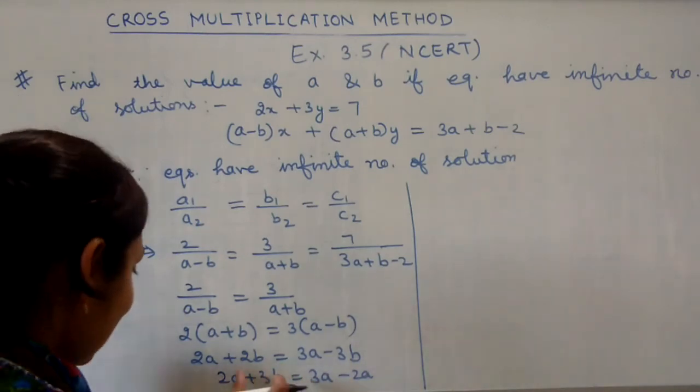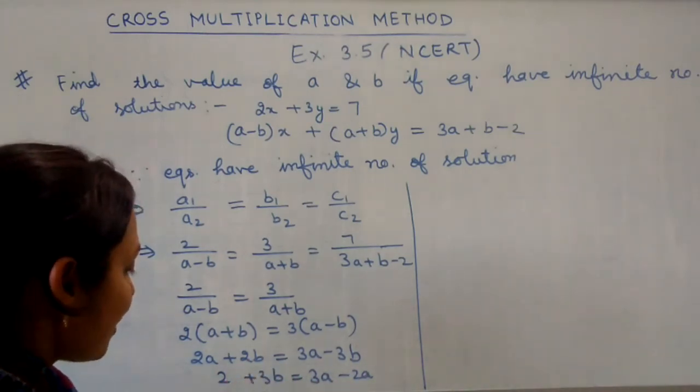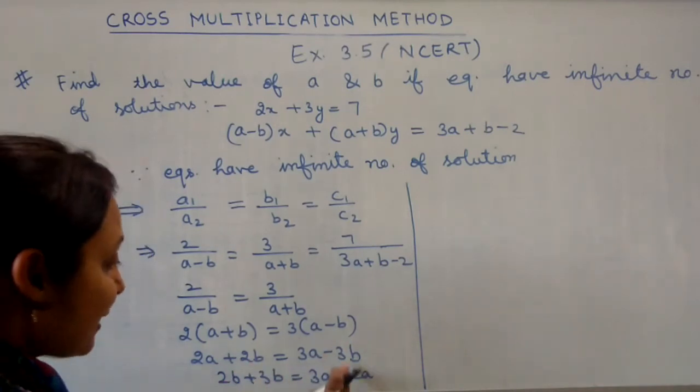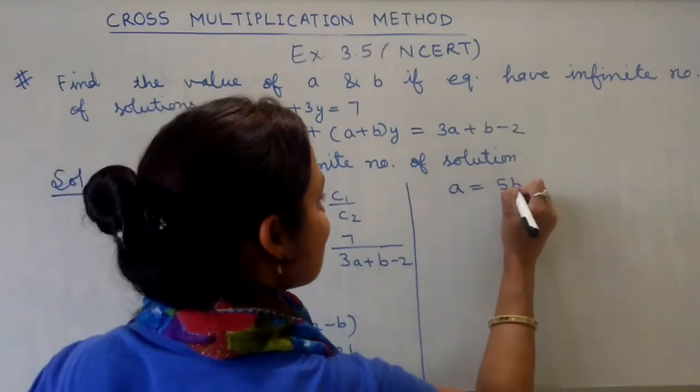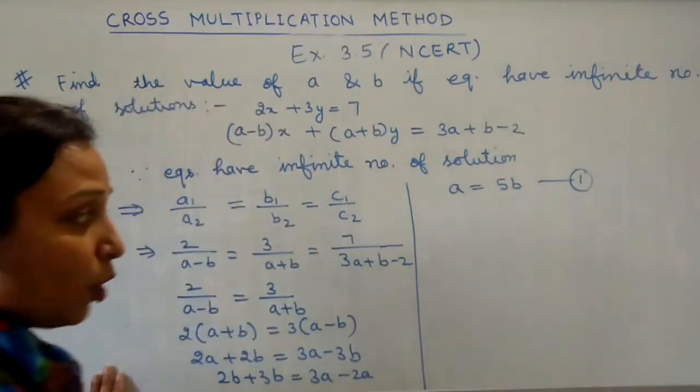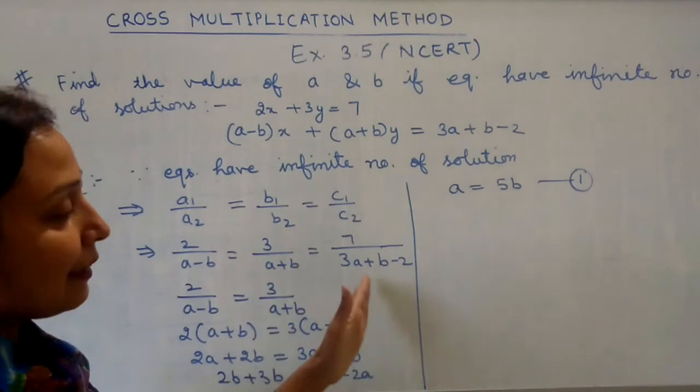That means a is equal to 5b. This is 2b, not a, because both are b, so 2b plus 3b is 5b. So a is equal to 5b. This is equation number 1. Now I will take the second and third terms.